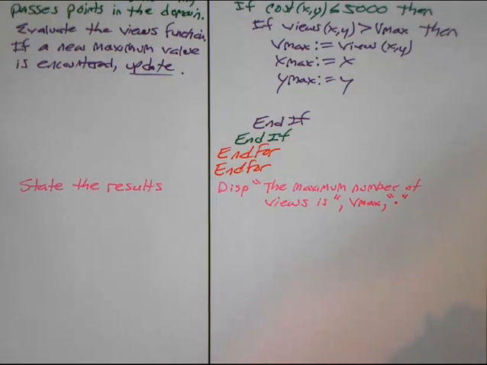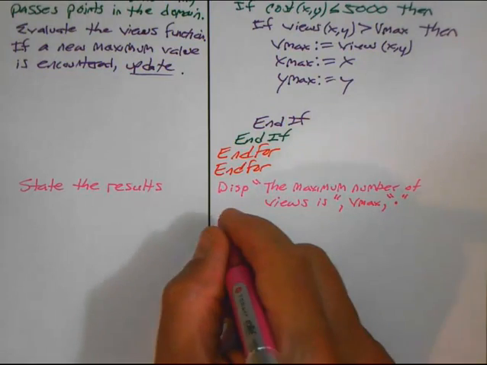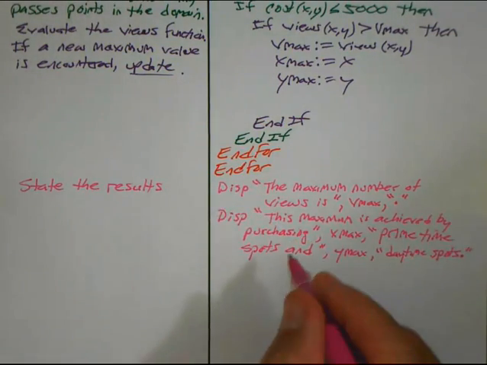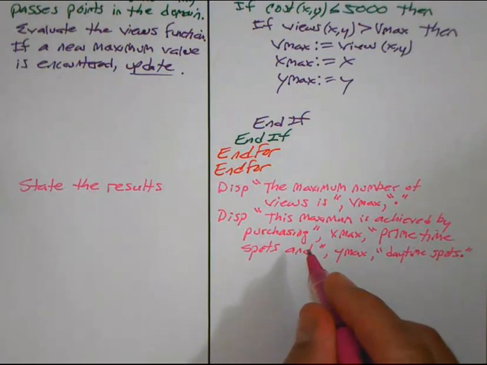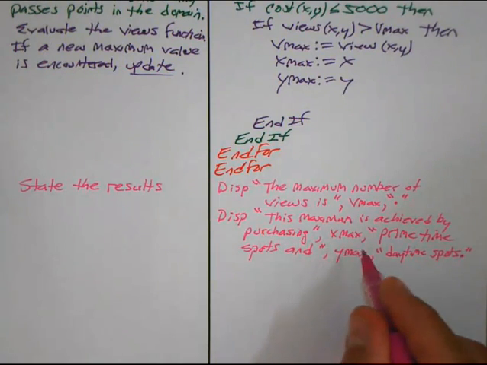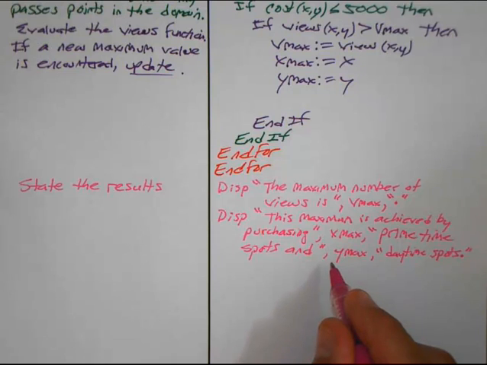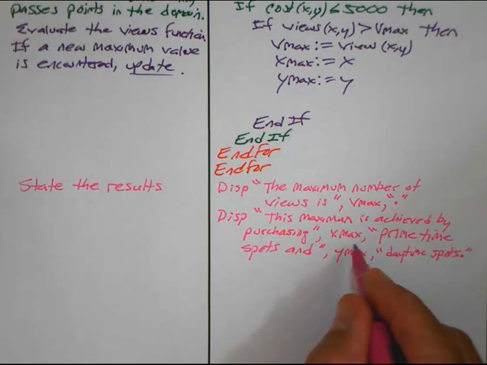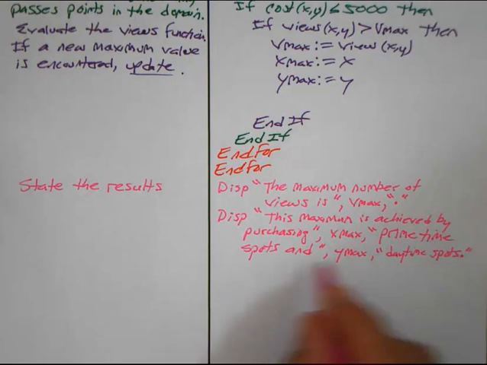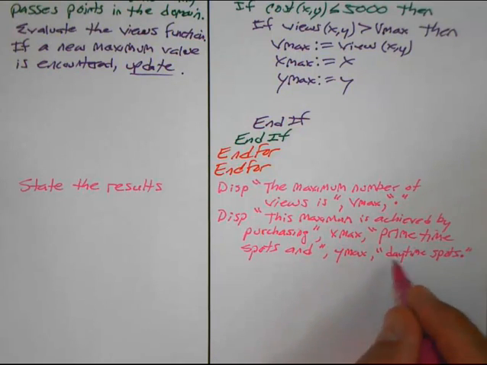Okay, so now we've recorded the maximum number of views. We would also like to know a point at which that occurred, so another result to display. Okay, so we'll have to put it like this. This maximum is achieved by purchasing, okay, end of the quotes and a comma, Xmax. That's what has our primetime spots. Primetime spots and, end of quotes, comma, Ymax, comma, and then daytime spots to complete the sentence.